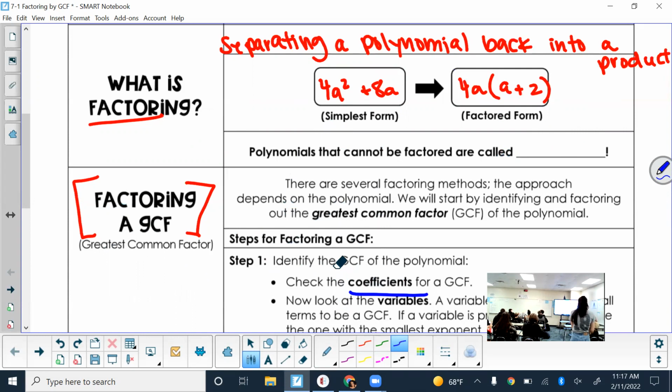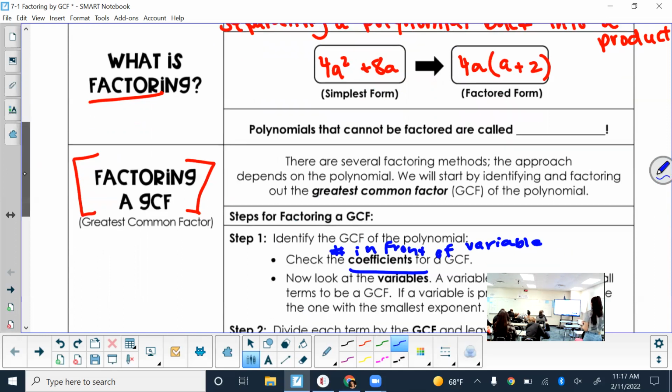The number in front of the variable. So we're looking at the number in front of the variables. If you don't know that, write it down. Hopefully you do, since it was on your last test. Coefficients are the number in front of the variable. So if we look at our example up here in simplest form, what are the coefficients? 4 and 8. So first we'll look at the coefficients and look for a GCF between those.